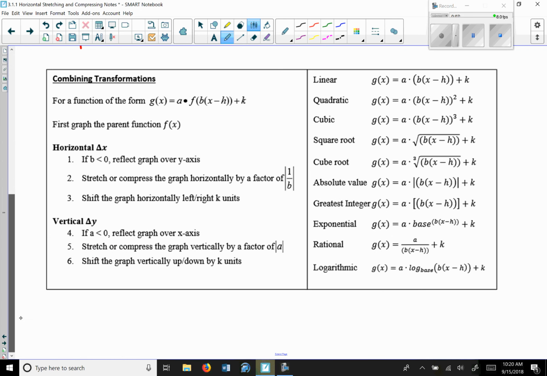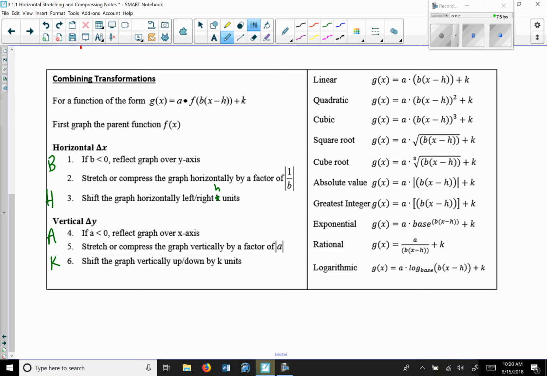So then down here we have our combined transformations, which we've talked about. So remember, we always follow the order of operations. So horizontal movements first. So that's our b values. And then this should say h. Sorry about that. So h. Then our vertical movements are second. So that's a and k.